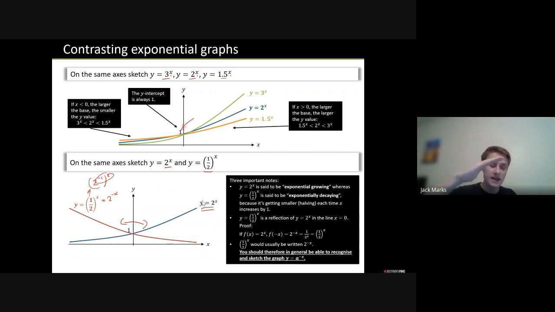So as a shortcut, if the base is less than 1, you will actually have a decaying graph because you'll be multiplying by a fraction each time as you go to the right. So it will go down and down and down.